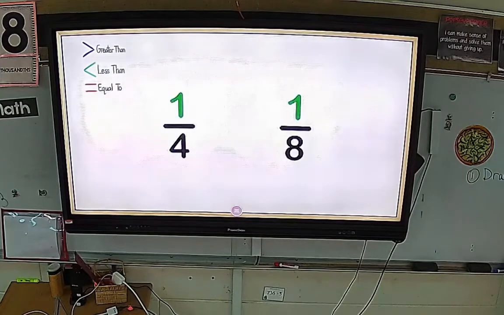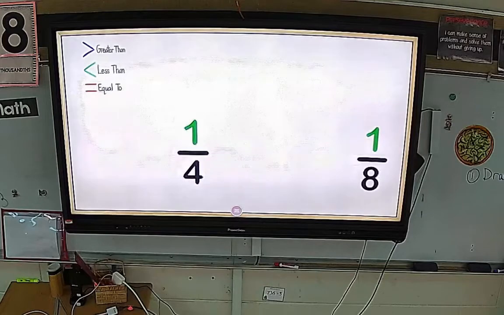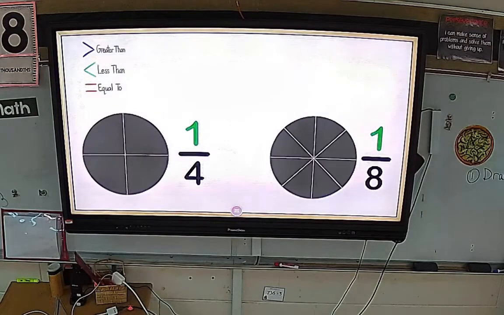Here is a new problem where we need to find out if 1/4 is greater than, less than, or equal to 1/8. You might notice that the denominators are not the same. We are again going to draw or use a model to show the 2 fractions. On the left we have a circle that is divided into 4 equal pieces. On the right we have the same size circle that is divided into 8 equal pieces. The one piece in each fraction is colored green.